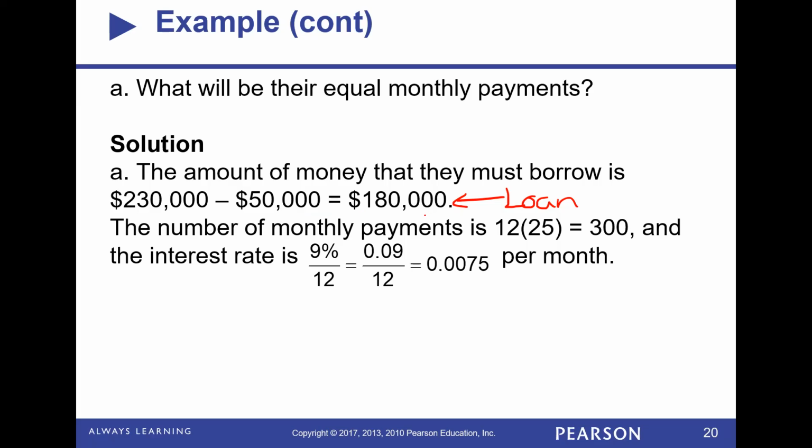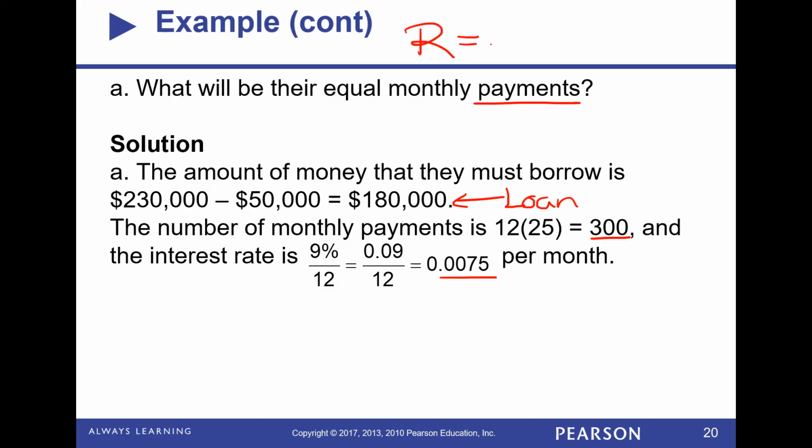From there, we're going to take 12 monthly payments times how long that was for, 25 years, which means I'm going to have 300 payments total. The 9% interest rate is divided by 12 for monthly, so this is how much I'm paying per month. Again, this is my interest rate per month, not what I'm paying. So now we're going to use the formula, and I'm asking for what is their payment, so that's the formula that says R equals.